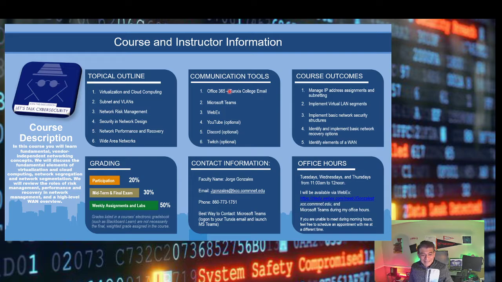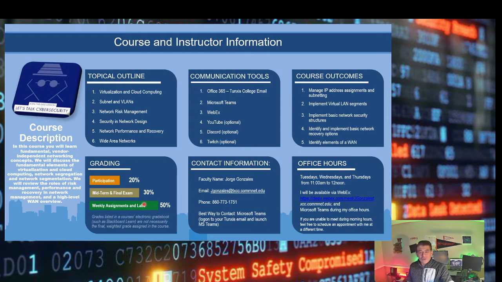For the next section of the grading, the midterm and the final exam will be very similar to what we did last semester for those students that took Network Essentials 1 with me. So that will be 30% of your grade. And then finally 50%, which is the weekly assignments and labs.